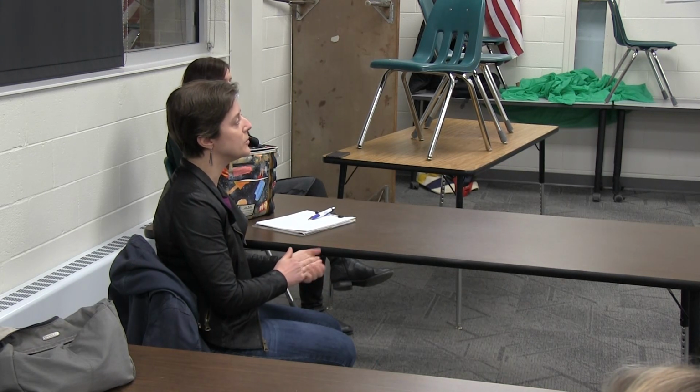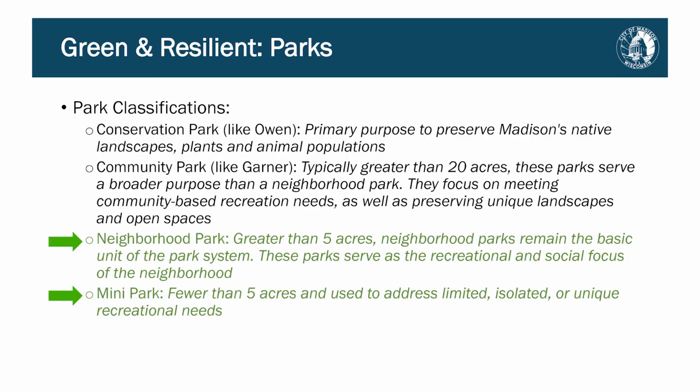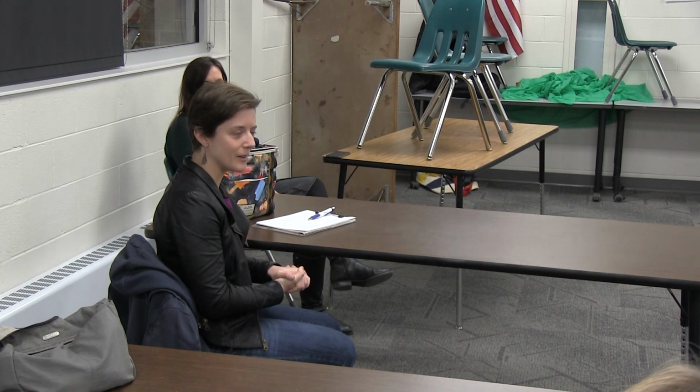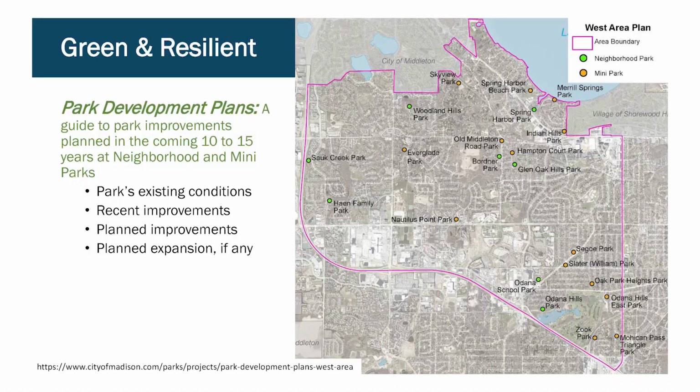What we're really looking at with these development plans are getting into the details with your neighborhood parks and the mini parks. So neighborhood parks are usually bigger than 5 acres, and they're really the basic unit of our park system. So they serve the recreational and social focus of your neighborhoods. And then our mini parks, you might be familiar with some of those. They're quite small. They're usually smaller than 5 acres. And we usually use them to address limited, isolated, or unique recreational needs. Go ahead, go to the next point, please.